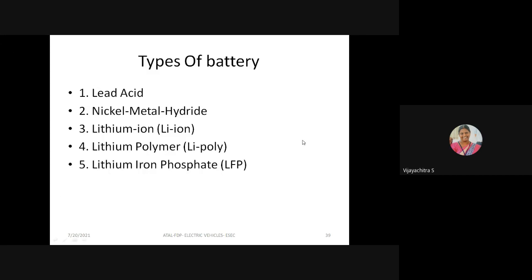And there are so many types of batteries in usage. One is the lead acid battery, the second is nickel metal hydride, the third is lithium ion, Li-ion, the fourth is lithium polymer, Li-poly, and lithium iron phosphate, LFP. So these are the various types of batteries. They have been put to use, and research has been done with all these types of batteries: how long it takes to store, how long it takes to recharge, and so on. Among all these five, the most preferable are the lithium ion battery and the lithium iron phosphate battery, LFP.